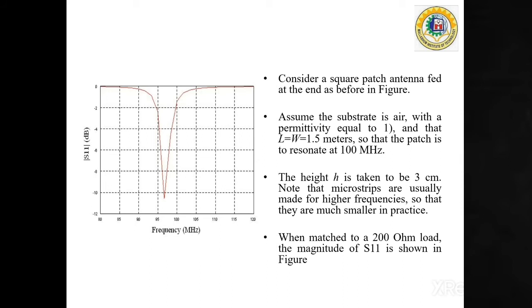Now this figure shows the S11 plot or the return loss of a patch antenna. If we assume that the substrate is air with a permittivity equal to 1 and that L and W are equal to 1.5 meters, the patch antenna will resonate at 100 MHz. The height H is taken to be 3 cm. It is to be noted that microstrips are usually made for higher frequencies so that they are much smaller in practice. Now, if the antenna is matched to a 200 ohm load, the magnitude of S11 will be similar to that shown in the figure.